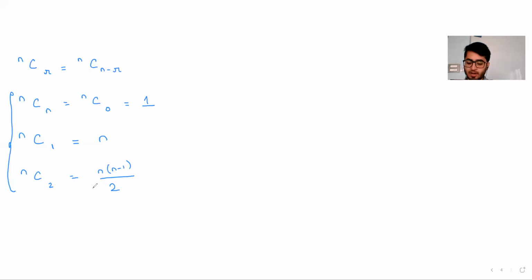So this was regarding factorial, permutation, and combination. Next thing which we're going to move forward to is sequence and series.